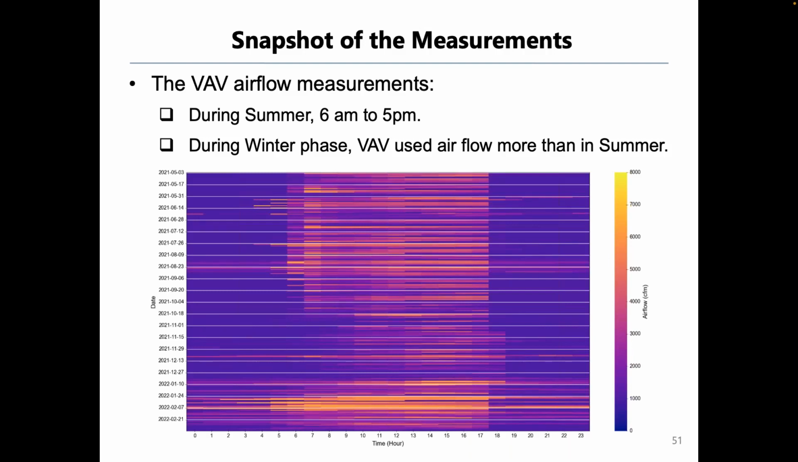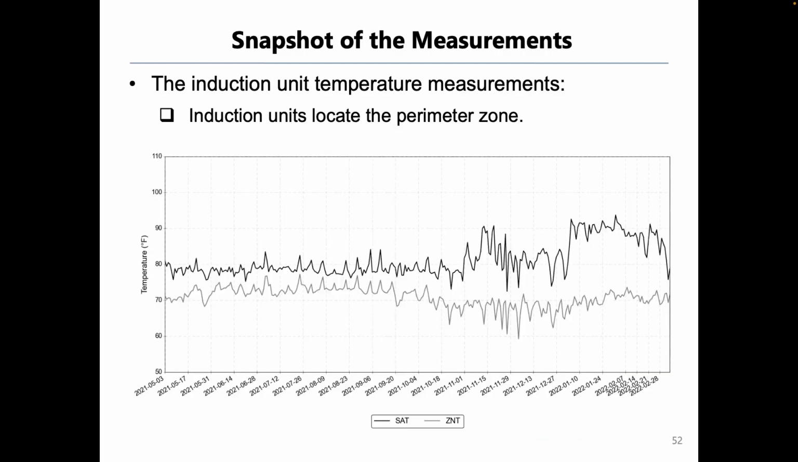Next one, please. We also checked the flow pattern. During the summer, it usually turns on at 6 a.m. and turns off at 5 p.m. But in the winter phase, the VAV is trying to supply airflow to cool the space because they're trying to avoid an overheated space. That's why in the winter phase there's a lot of airflow coming from the VAV.